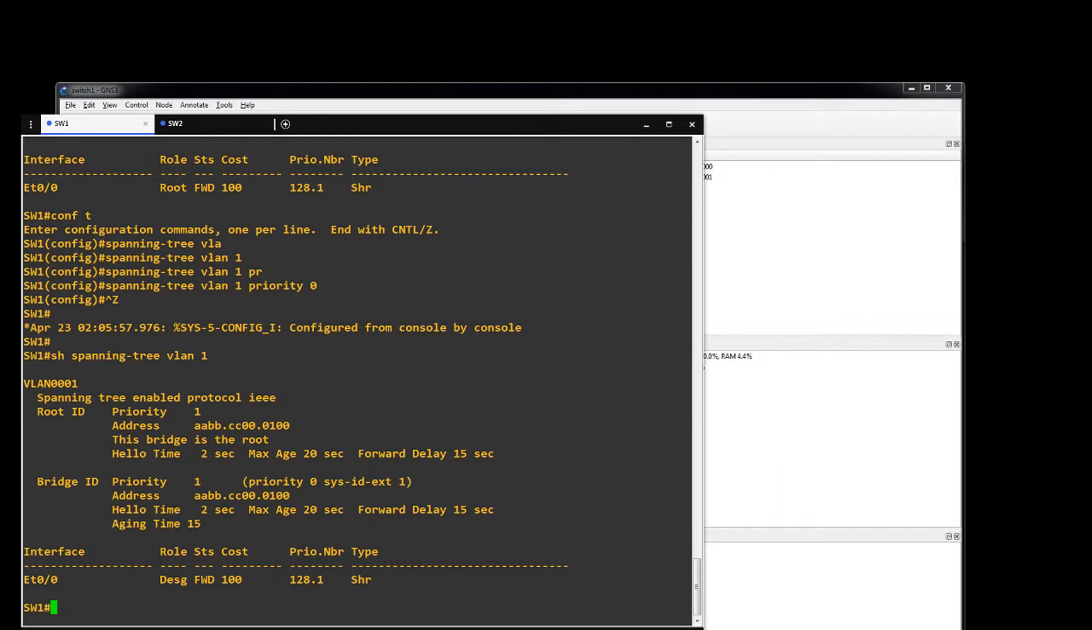All right, that's all for this one. And in the next one we'll take a look at adding the second port and how to make it prefer one port over another.